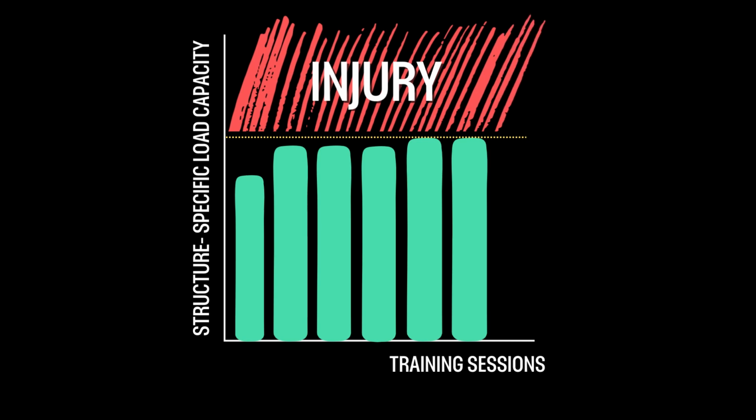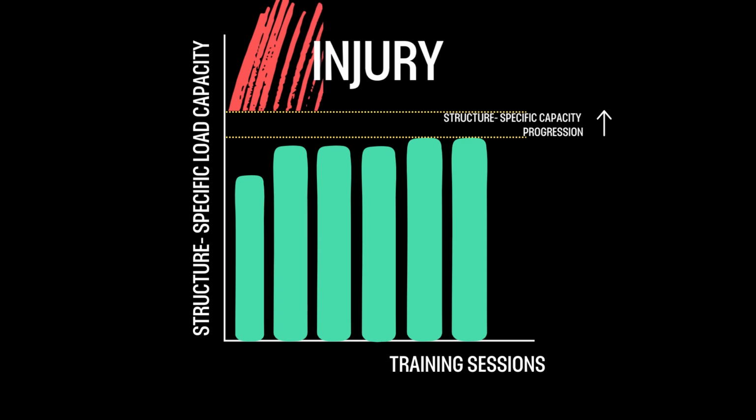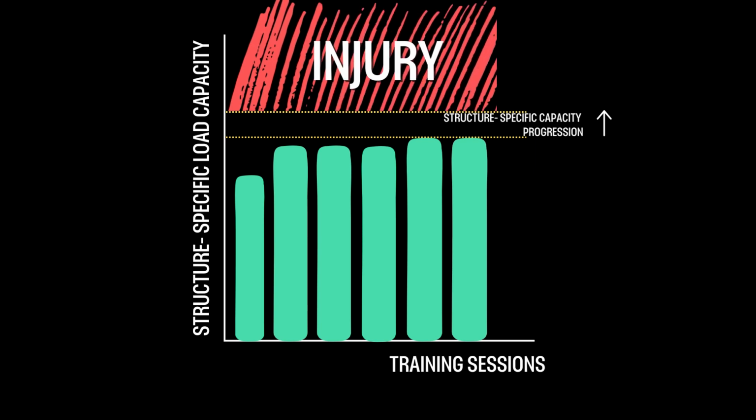But ideally, we don't want to keep going through this vicious cycle. What you can actually do is increase the structure-specific capacity. So this is this progression. You'll see that this yellow line has now increased. This means that you're increasing the ability for particular structures, such as those muscles, those tendons and those bones, to actually tolerate training. So therefore also you're increasing the threshold for the athlete to become injured.